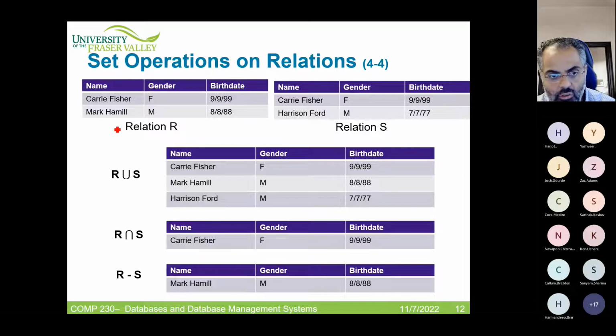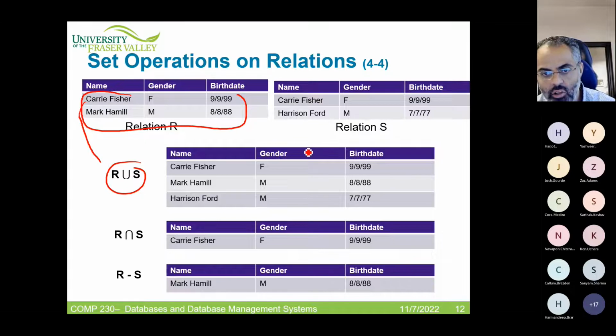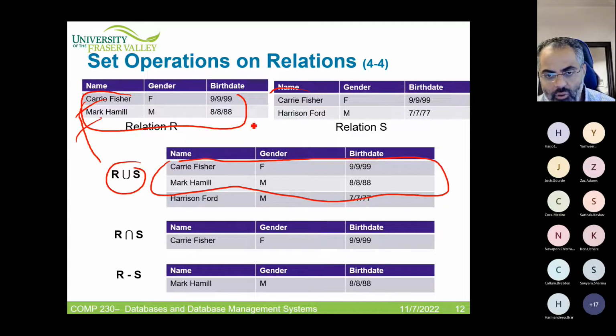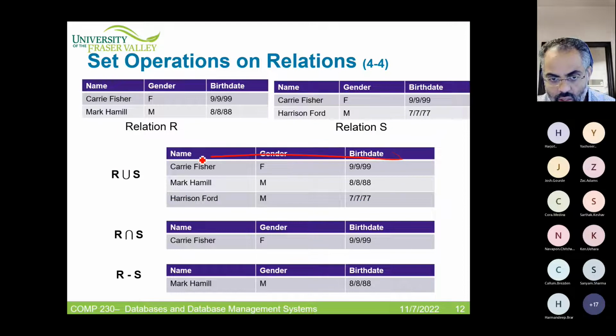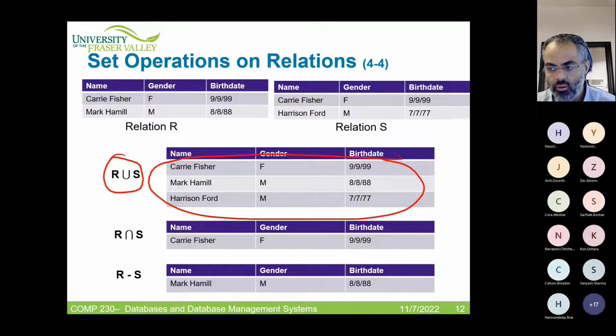If we go to the union, we will take what we have in the first plus what we have in the second without duplication. So I will take Carrie Fisher and Mark Hamill and put them here. However, I will not take Carrie Fisher again because it already exists. And I will take Harrison Ford since it doesn't exist. So the union is a combination of the data from both. This is R union S, the output.